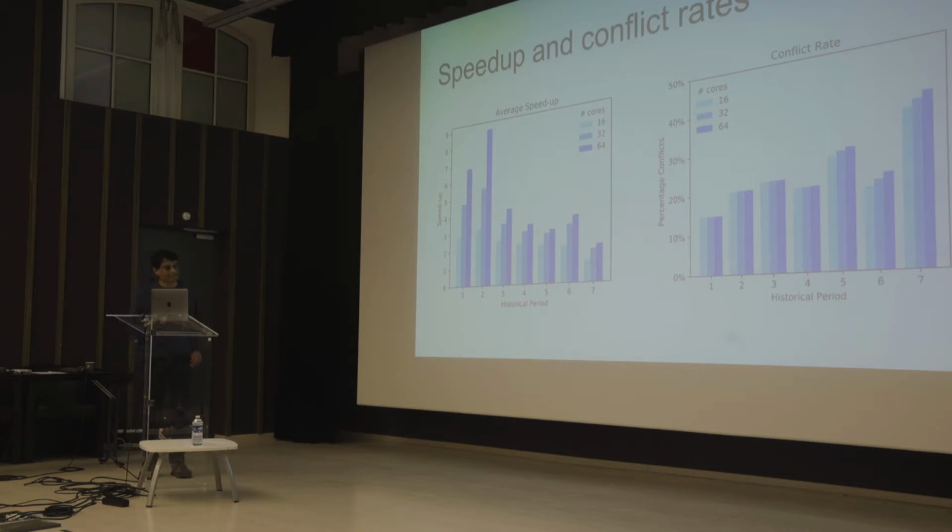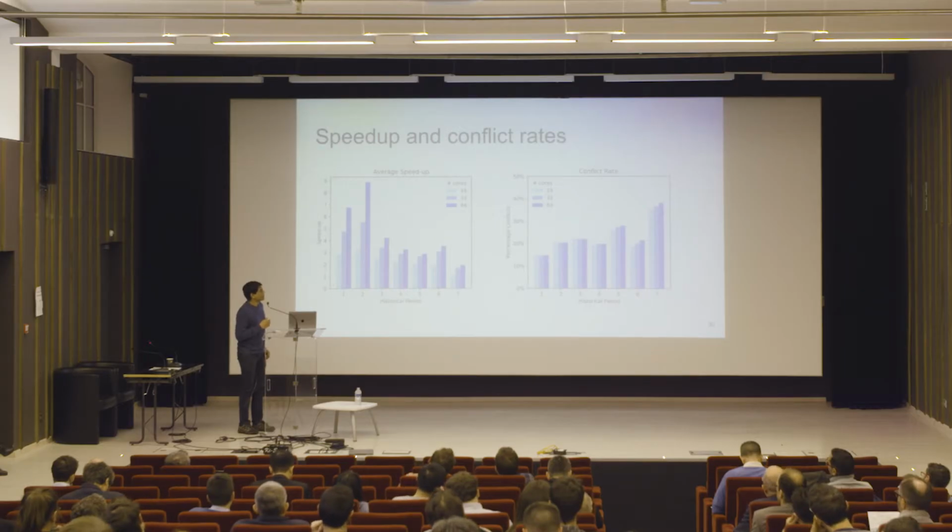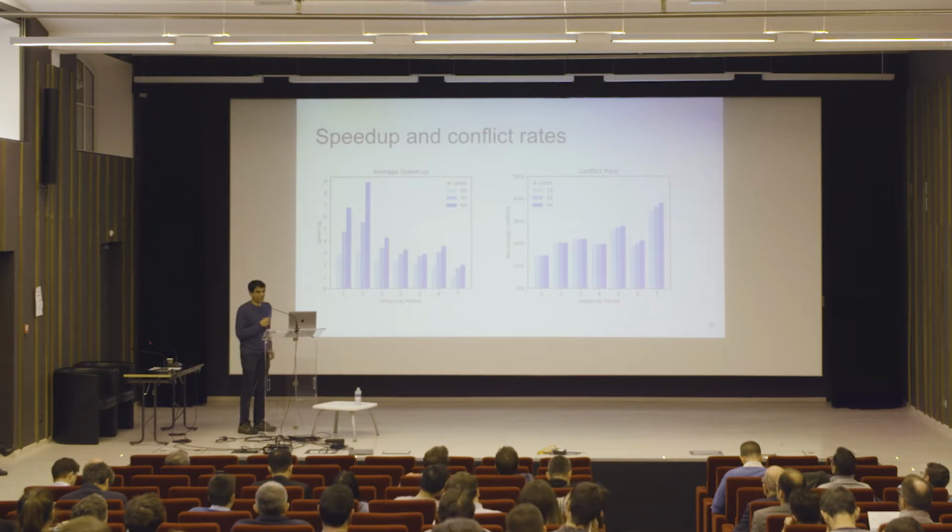So as you can see, the speedup starts out high in intervals 1 and 2, starts at 8x at 64 cores, but it goes all the way down to 2x for 64 cores. And likewise, the conflict rate goes up over time. So looking at the very high conflict rate in period 7 suggests that that's probably one of the reasons why there is such limited speedup in period 7.